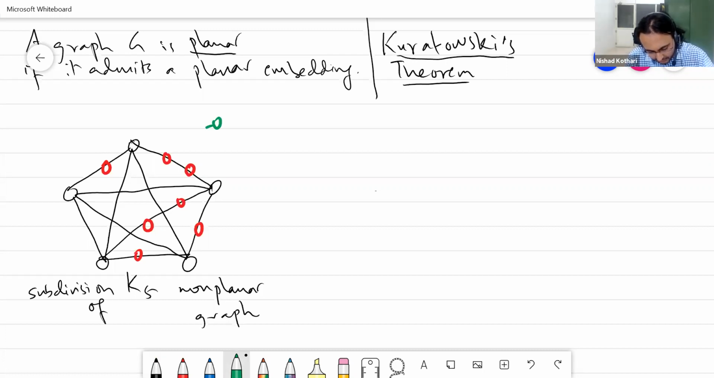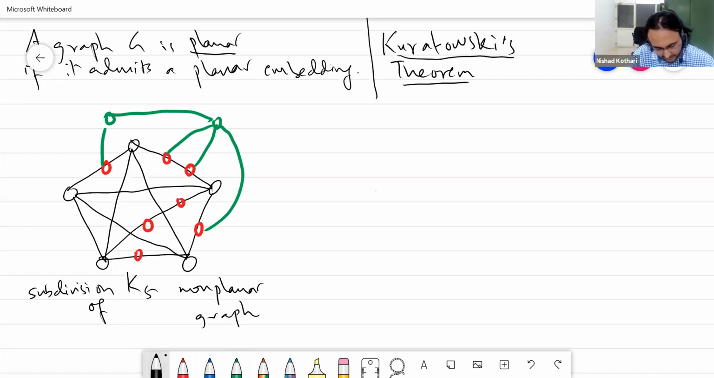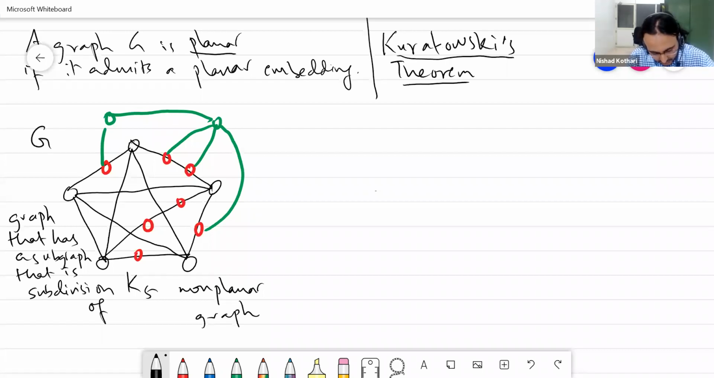Now you can do something more complicated. You can add other vertices and join them to the original graph. So now what you have is not a subdivision of K5, but a graph that has a subgraph that is a subdivision of K5. Your big graph is G. Inside that, you have a subgraph drawn in black and red, H, and H is a subdivision of K5. So any graph that has a subgraph that is a subdivision of K5 is also non-planar because K5 itself is non-planar.